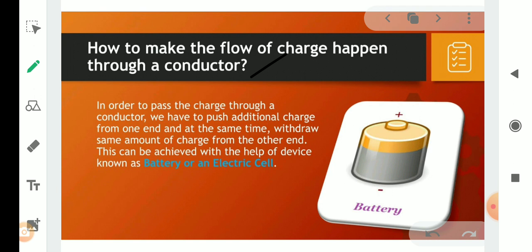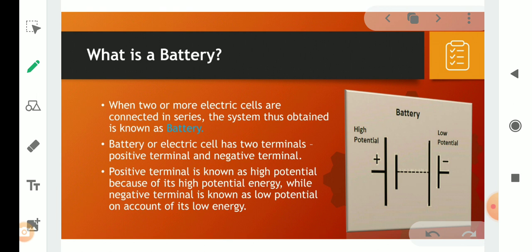I think all of you have seen an electric cell, where it contains a positive terminal and a negative terminal, right? Here you can see a battery where it is having two terminals, positive and negative. Internally it is connected, that is two cells are connected, which is a battery. Okay, so how does the flow of charges take place? When additional charge is made to flow from one end, at the same time the same amount of charge is withdrawn from the other end. Yes, then what is a battery?